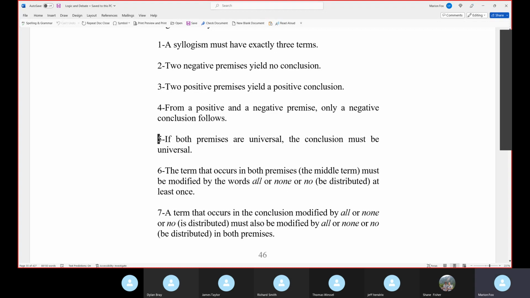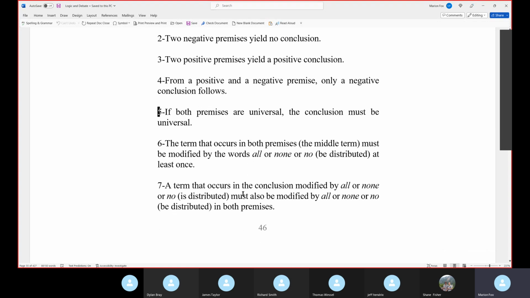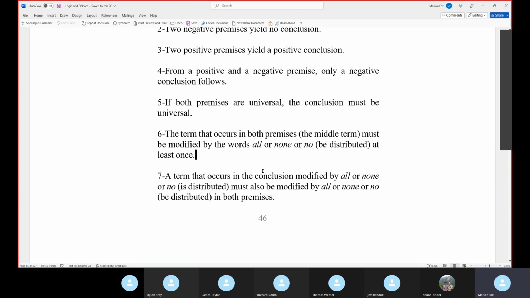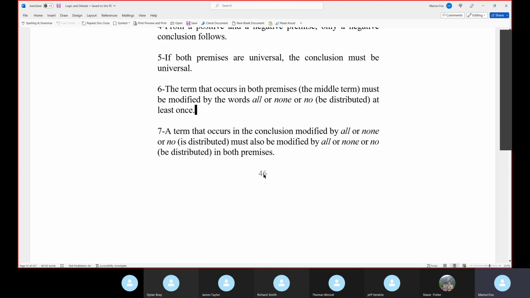So it has to have one of those three words: all, none, or no. It must be distributed at least one time. Now we have to figure out what it means to be distributed. It's got to be modified by one of those words, either explicitly or implicitly modified. We'll see that on the next page, I believe.